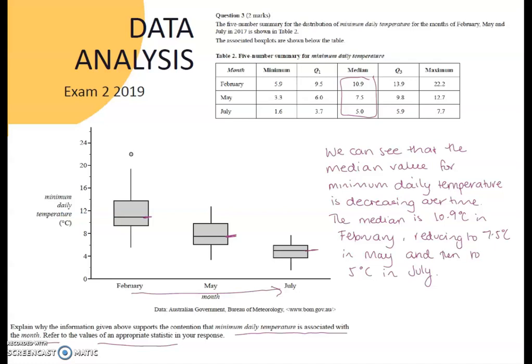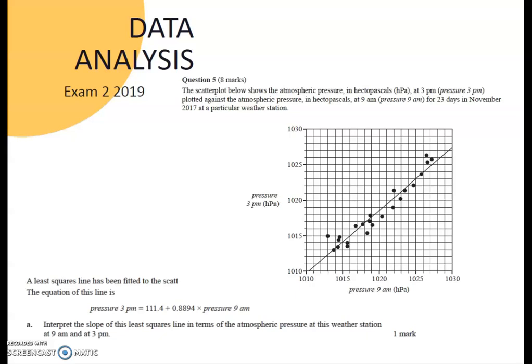Okay, so the next question we're looking at, question 5. We start by being given a scatter plot with a least squares regression line drawn on it. And so what we're measuring here is the atmospheric pressure at 9 a.m. against the atmospheric pressure at 3 p.m.